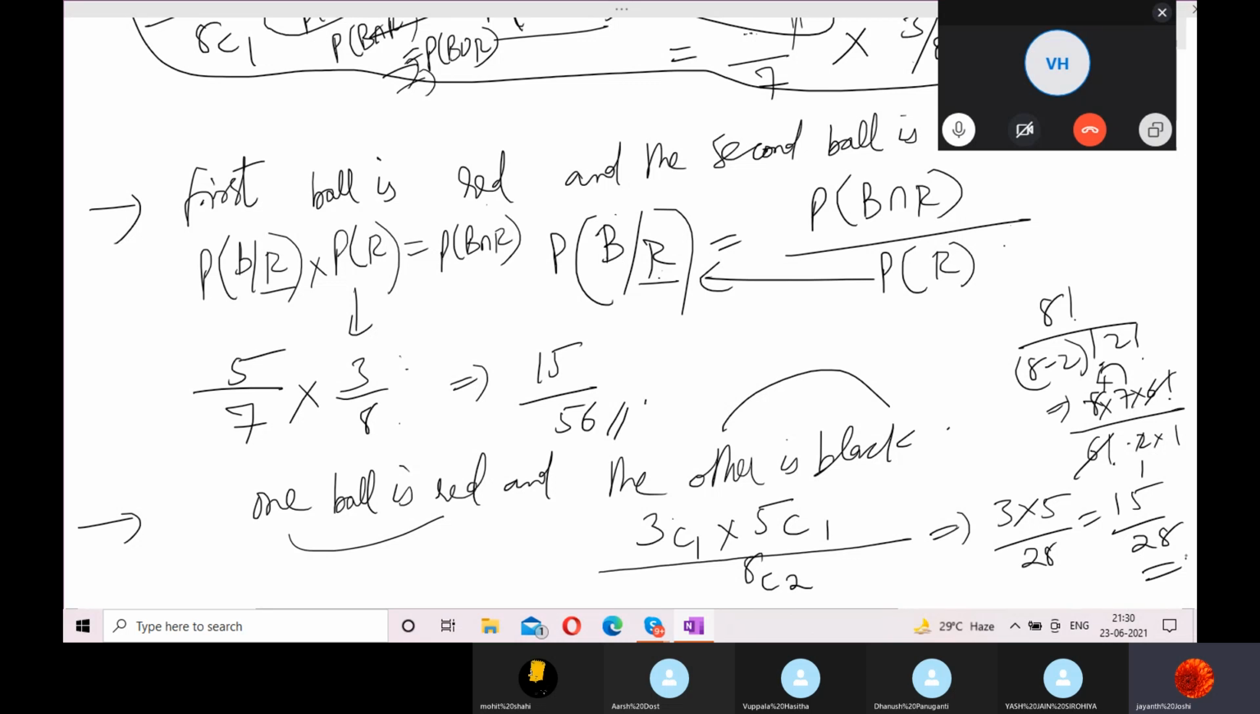The second case is very simple. The only reason I have given you this question to solve is to know the difference between these kinds of questions. Here the first ball is red and the second ball is black. This is a classic case of dependent probability. In the other, one ball is red and another is black. That means they're not saying the first ball or second ball. Any one of them is red, any one of them is black. Okay.